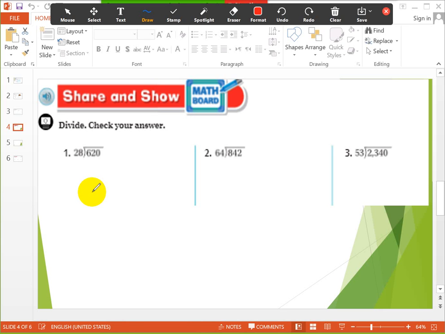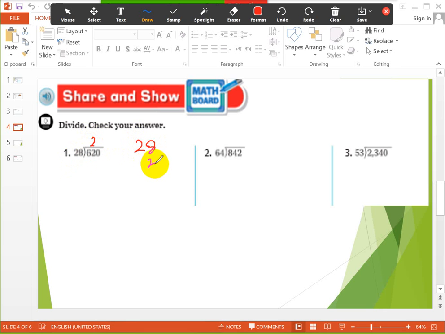So 62 divided by 28. What is the number that I will multiply with 28 that will give me the closest answer to 62? Yes, Larissa, your answer is correct. So it will be 2. So I will take 2 in the quotient, 2 in the tens place. Now 2 multiply 28. You can do it on white paper like this.